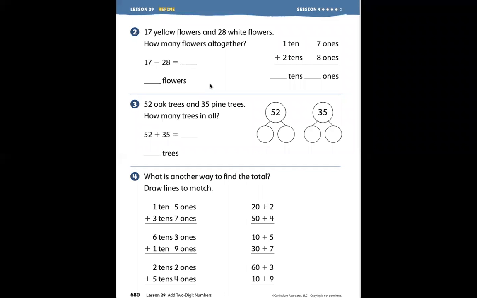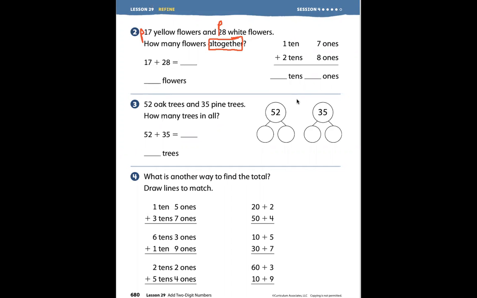Lesson 29, Session 4, page 680. 17 yellow flowers and 28 white flowers. How many flowers all together? That is a joining word, meaning that we are going to put two groups together, two parts. We have 17 as a part and 28 as a part, and we're going to look for the whole.